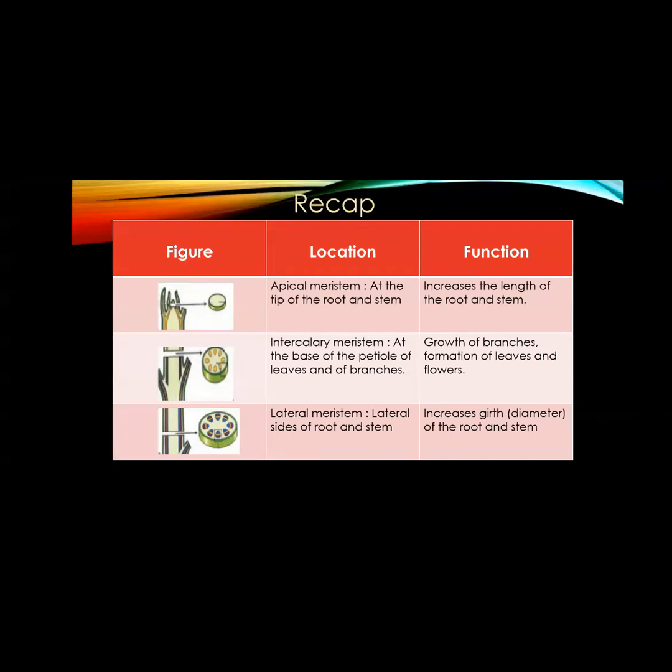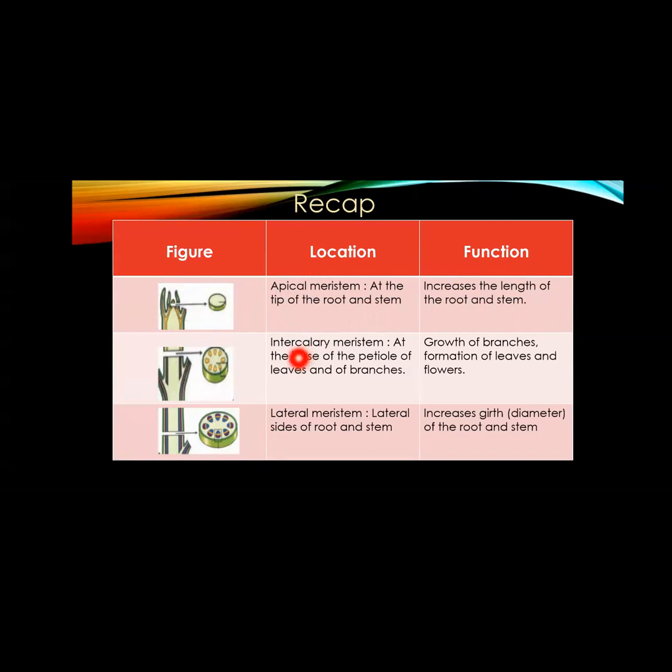Let us quickly recap what we have studied today. We have studied about the tissues in plants, in which first we studied about the simple or the meristematic tissue. Meristematic tissues are the tissues which can divide and redivide to form new cells and tissues. In this, we studied three types. First is the apical meristem that is present at the tip of the root and shoot. It helps in increasing the length of root and stem.